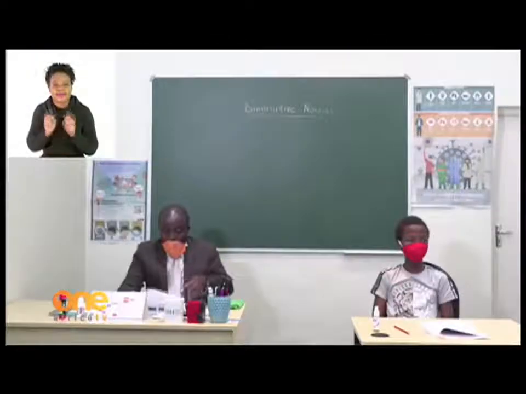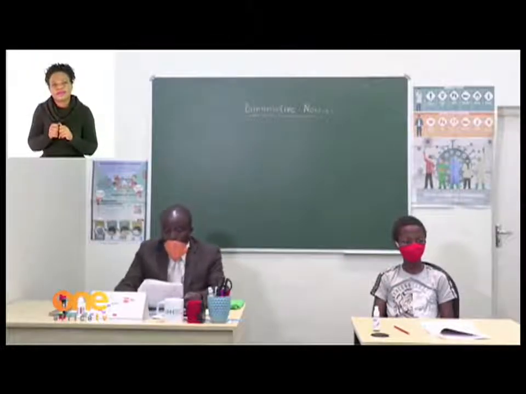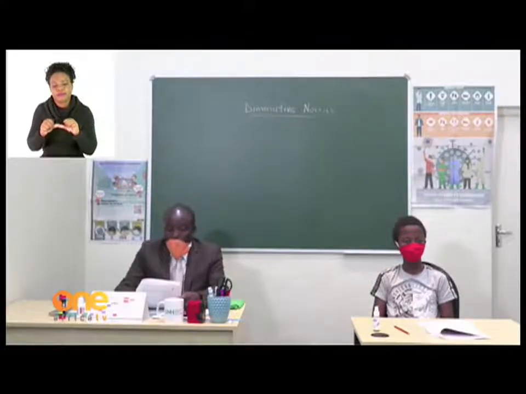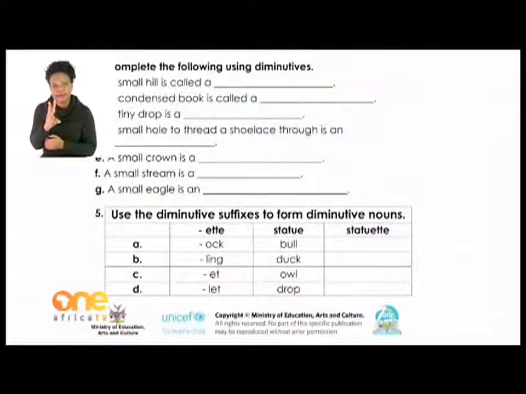Right. Welcome back, boys and girls. Let's go to page 6 of our booklet. It says, activity 4 says, complete the following using diminutives. A small hill is called a hillock. A condensed book is called a booklet. Now, C to G, you can complete that on your own.